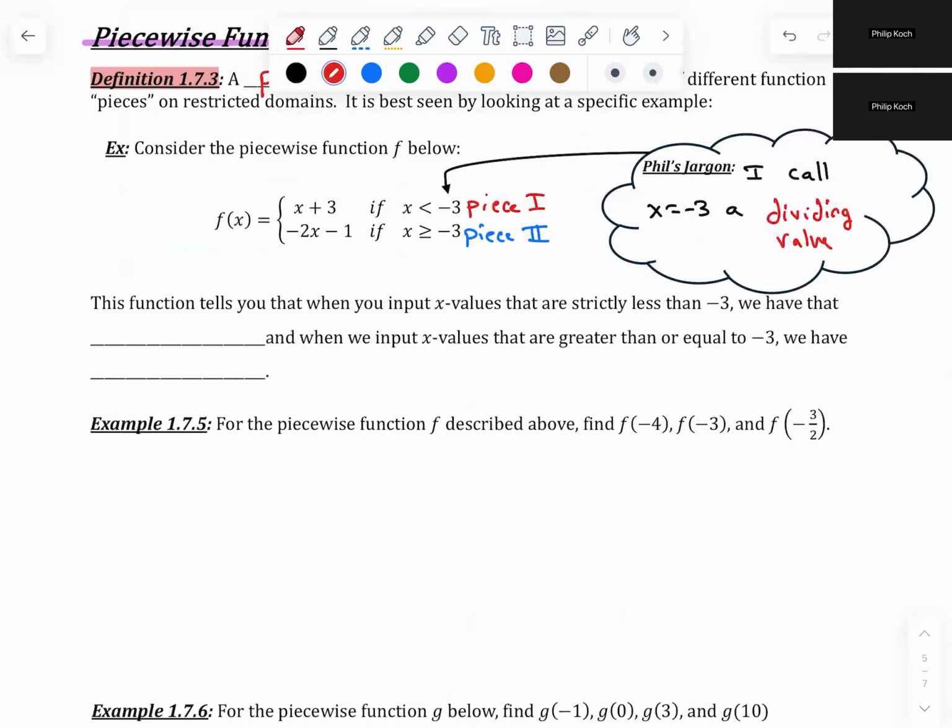So the function tells you that when you input x values that are strictly less than -3, we have that f of x is equal to x plus 3. And when we input x values that are greater than or equal to -3, our function magically becomes the bottom one. It becomes piece 2. f of x equals -2x minus 1. So the function changes into each piece depending on what the x value is. So when you're trying to compute values, you need to identify which piece you're in.